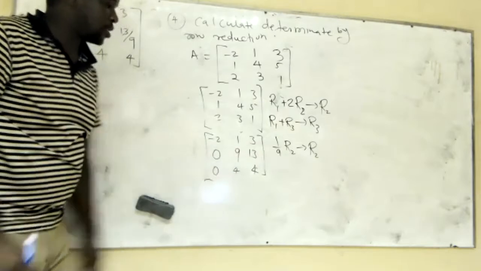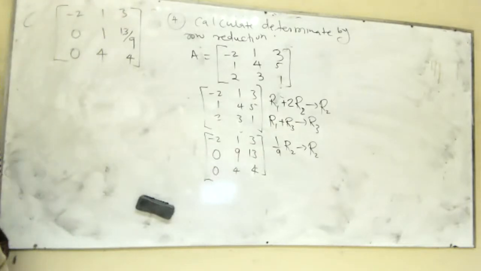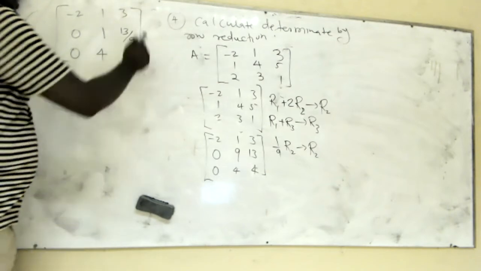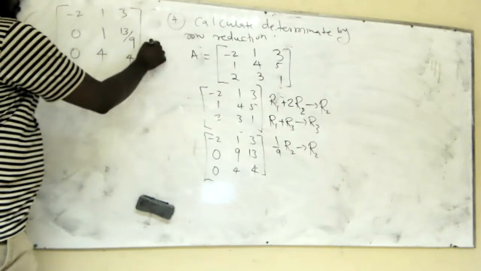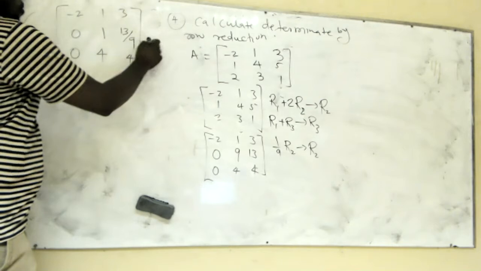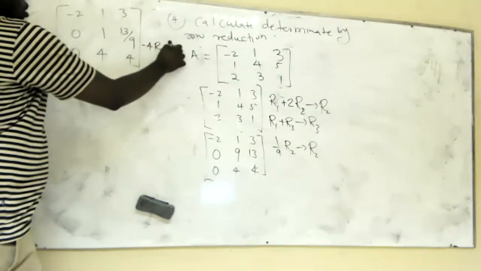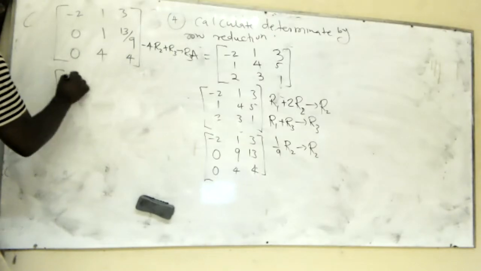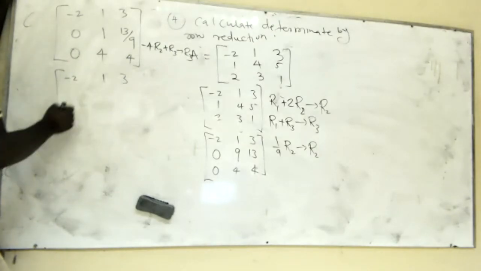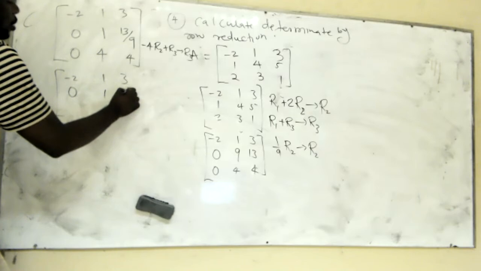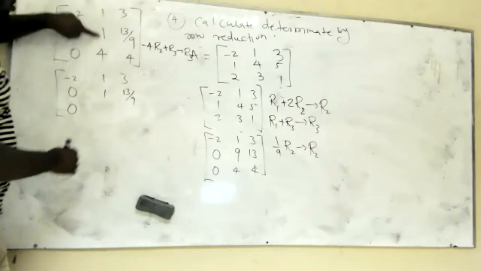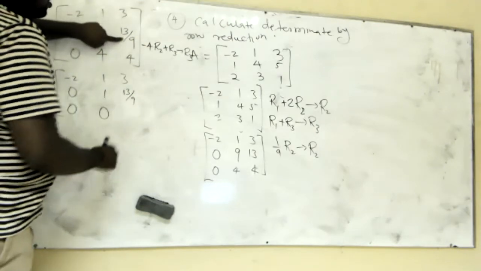So we are also allowed to divide, right? Yeah, you can divide in this case. It's okay. So then from there, you have negative 4 row 2 plus row 3 in order for us to find row 3. So we'll have negative 2, 1, 3, and then 0, 1, 13 over 9. And then on the last one, what are we going to have? We're going to have a 0, and then here 0, and then here.